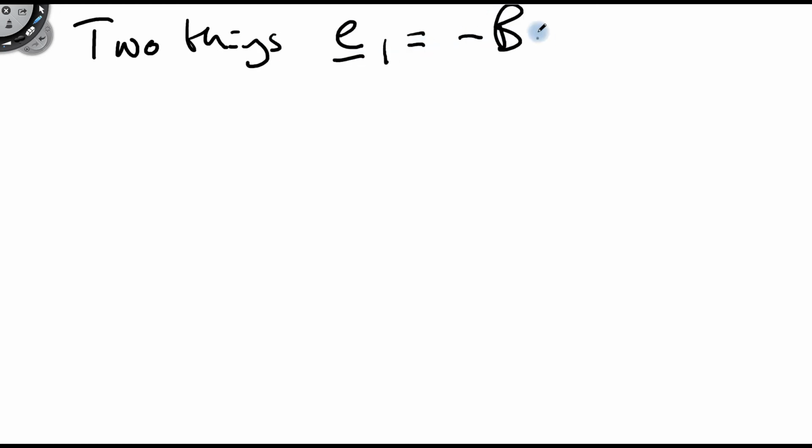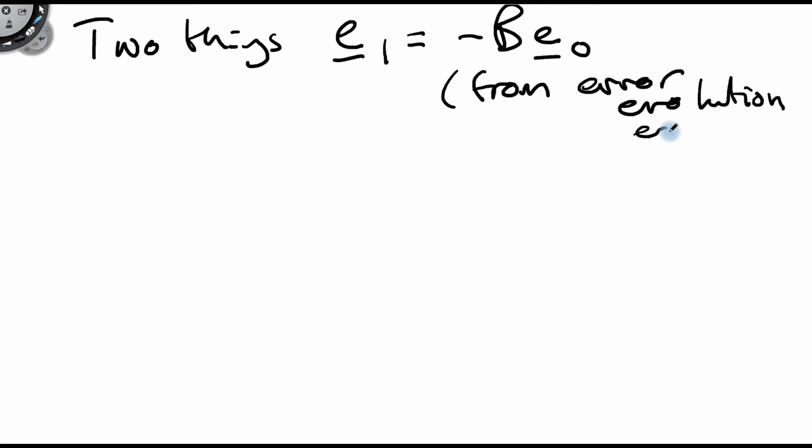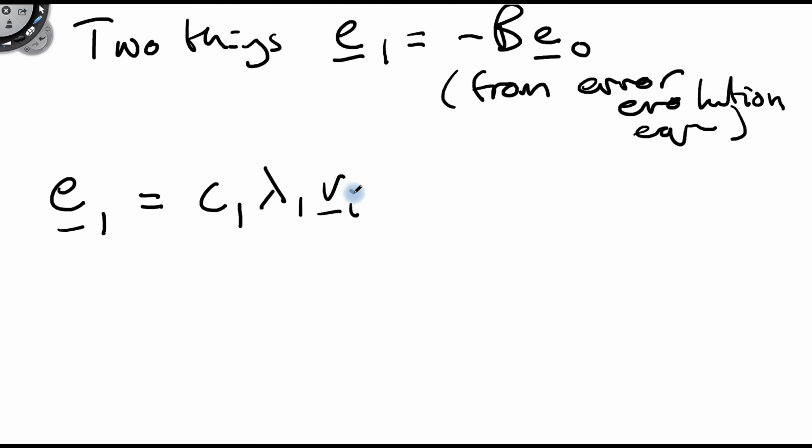So we can know two things from there. Our E1 equals minus B E naught from the error evolution equation. So the minus B E naught becomes E1. And because we're multiplying by eigenvalues, wherever we multiply through by B, we now end up with lambdas.